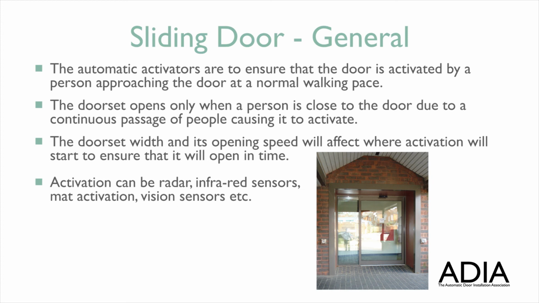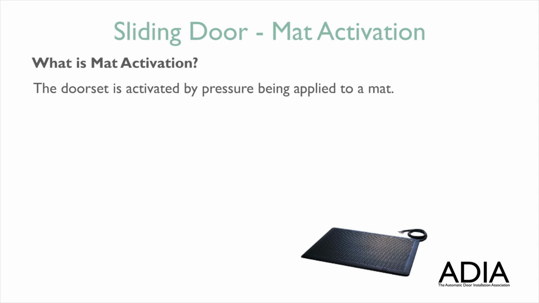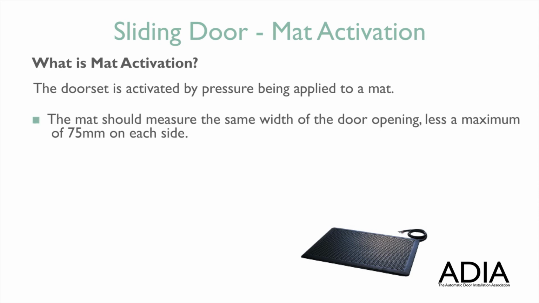Activation can be radar, infrared sensors, mat activation, vision sensors, etc. What is mat activation? The door set is activated by pressure being applied to a mat. The mat should measure the same width of the door opening less a maximum of 75 mm on each side.